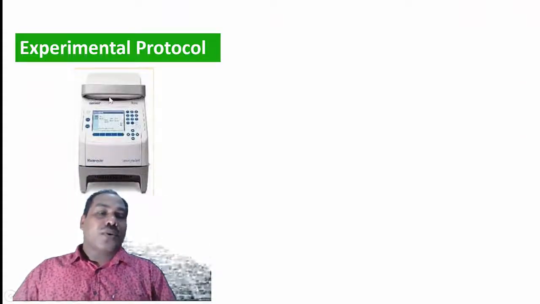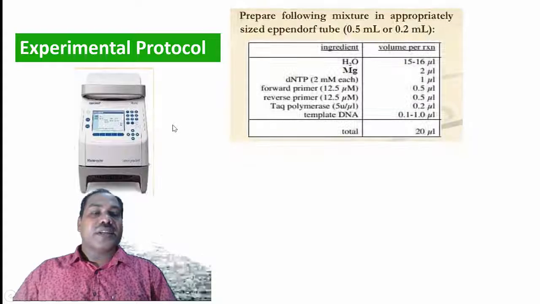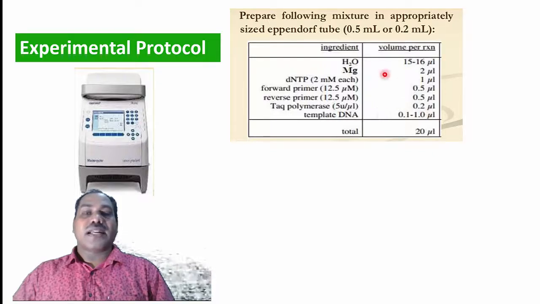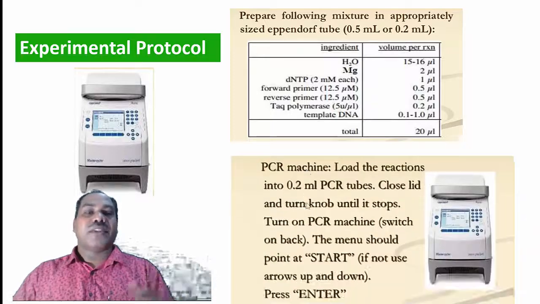Then the experimental protocol. This is the PCR instrument, and different ingredients are used in the mixture. These are the different ingredients: water, that is Millipore water, magnesium ion, different types of NTPs, nucleotide triphosphates, forward primer, reverse primer, Taq DNA polymerase, and template DNA, which are prepared in these volumes. Suppose for a 20 microliter PCR mixture, these are the volumes of the different ingredients used to prepare the PCR mixture.